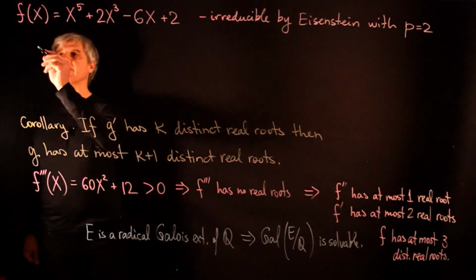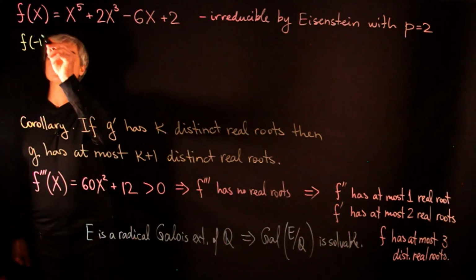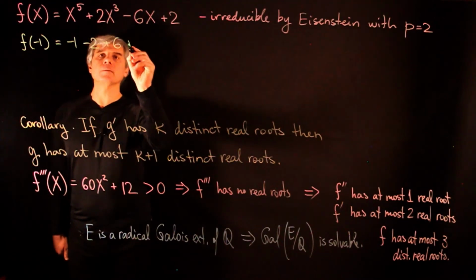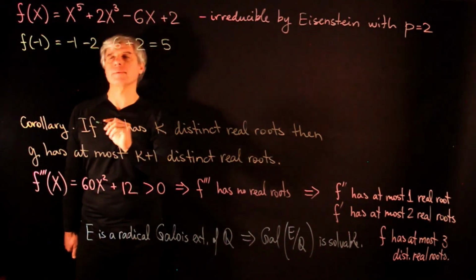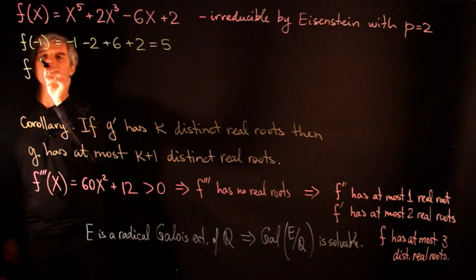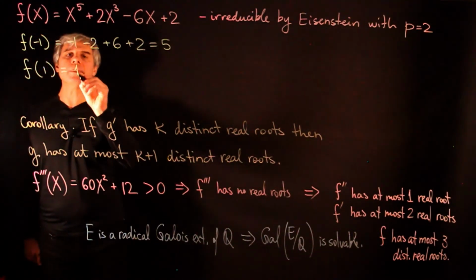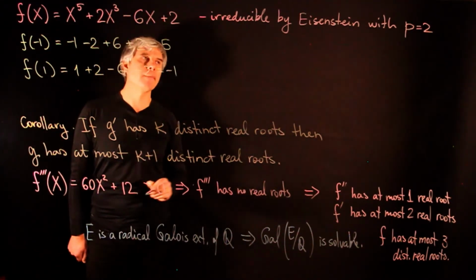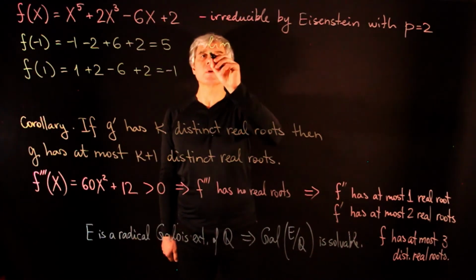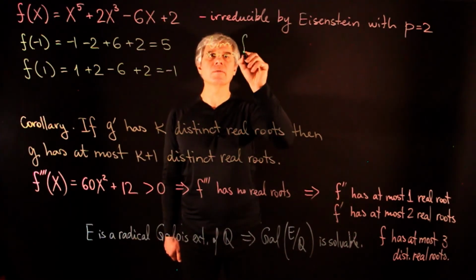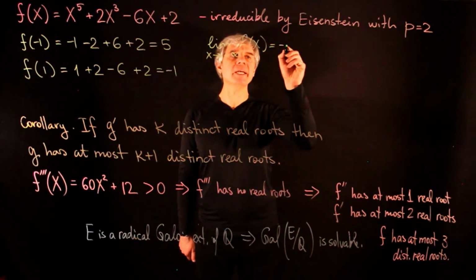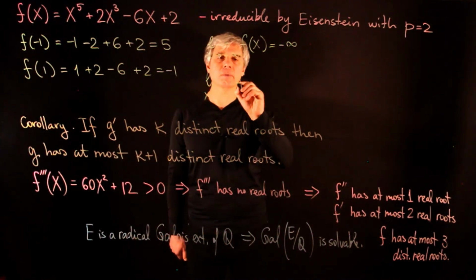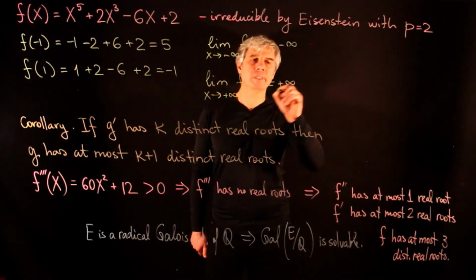Now let us compute some values of this polynomial. What is f of minus 1? So this is minus 1, minus 2, plus 6, plus 2. So this is equal to 5. And f evaluated at 1 is equal to 1 plus 2 minus 6 plus 2. That's negative 1. We also know that the limit when x goes to minus infinity of this polynomial is equal to minus infinity, and the limit when x goes to plus infinity of this polynomial is equal to plus infinity.